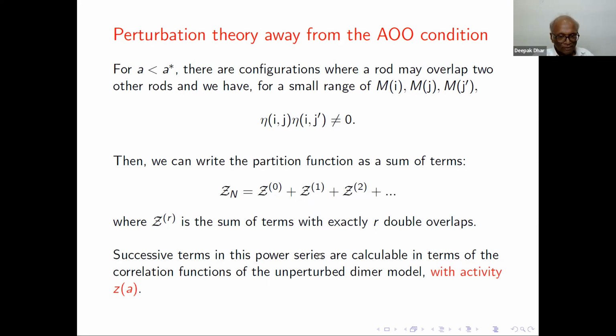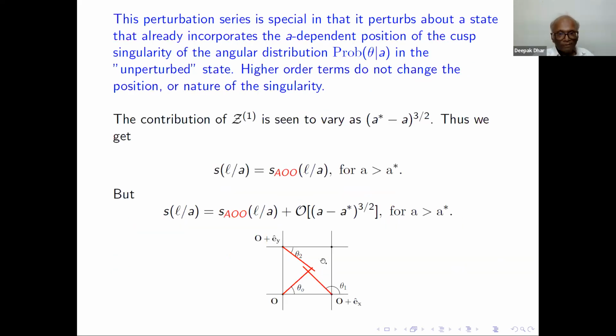And so this perturbation series is special in that it perturbs about a state that already incorporates the A-dependent position of the cusp singularity. When I change A, the position where the cusp singularity occurs changes, and that is included in the 0th order term. There is some additional dependence on A which comes due to all these other terms, which will be taken care of by the series expansion.